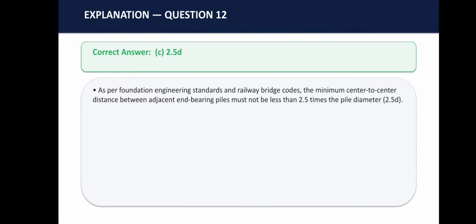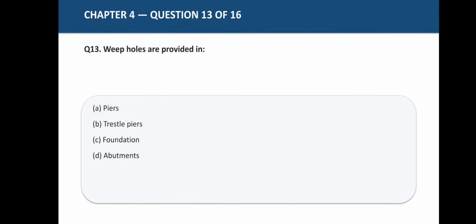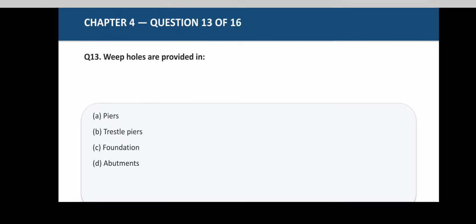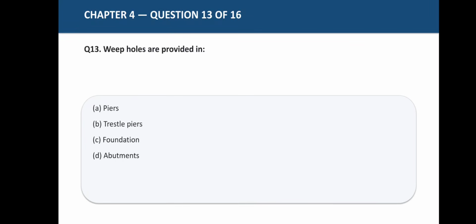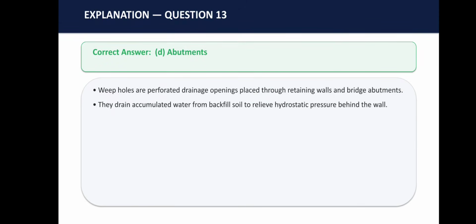Question 13. Weep holes are provided in which bridge element? Option A. Piers. Option B. Trestle piers. Option C. Foundation. Option D. Abutments. The correct answer is option D. Abutments. Explanation. Weep holes are drainage openings placed through retaining walls and bridge abutments to drain accumulated water from backfill soil and relieve hydrostatic pressure behind the structure.